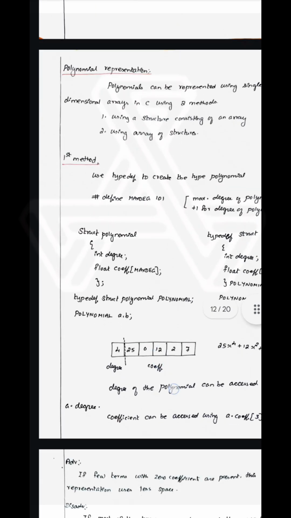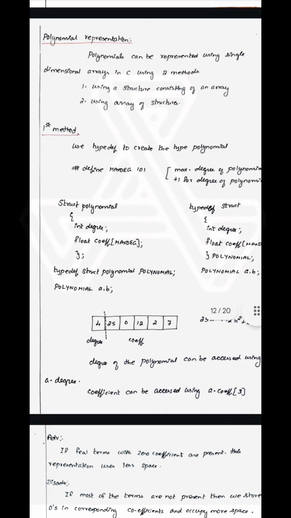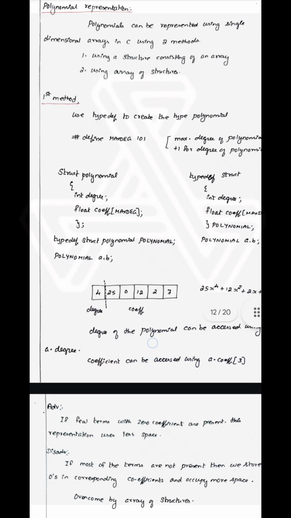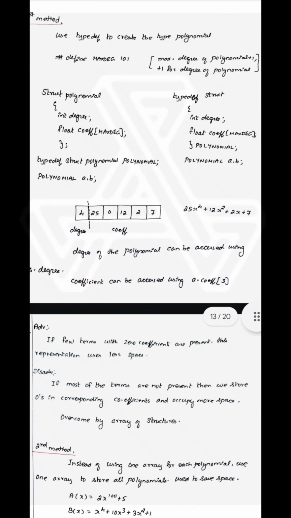We have polynomial representation. Polynomials can be represented using single dimensional arrays in C using two methods: using a structure consisting of an array, and using an array of structures. First method, structure consisting of array: struct polynomial { int degree; coefficient of max degree }. Then typedef struct, int degree, coef of max, polynomial a comma polynomial b.